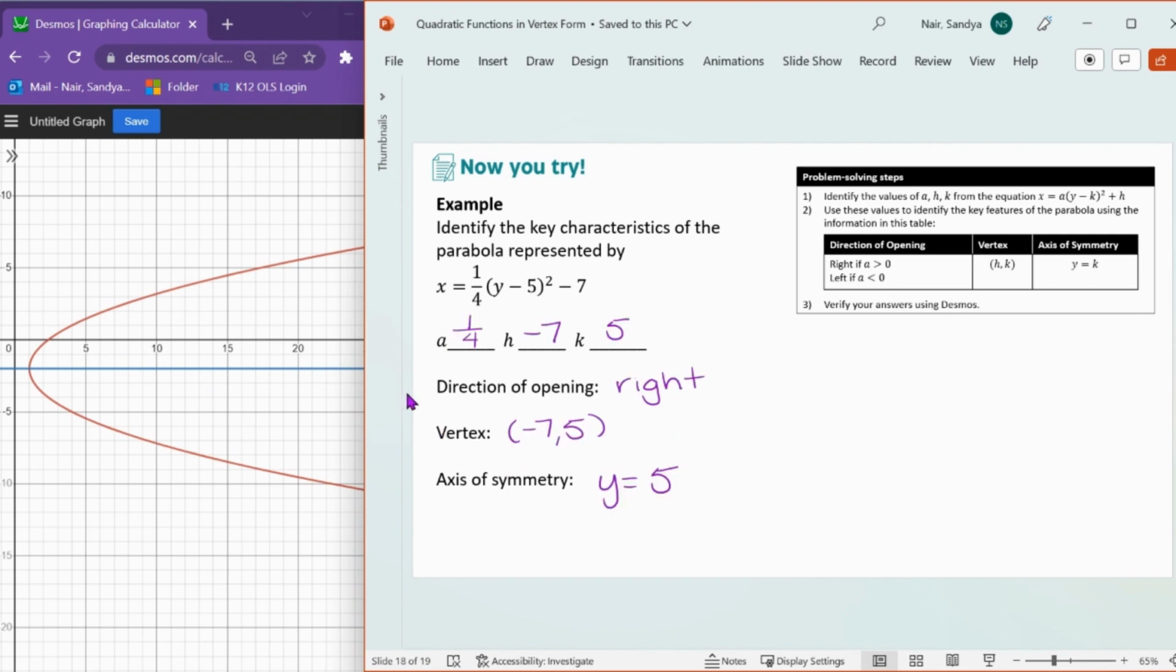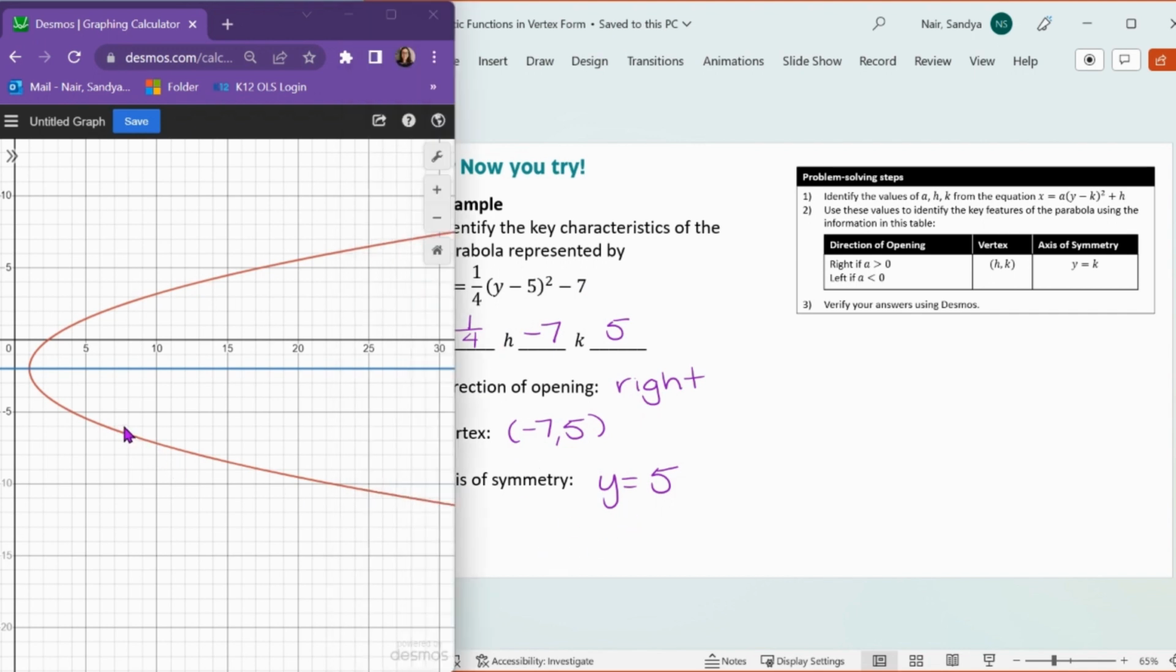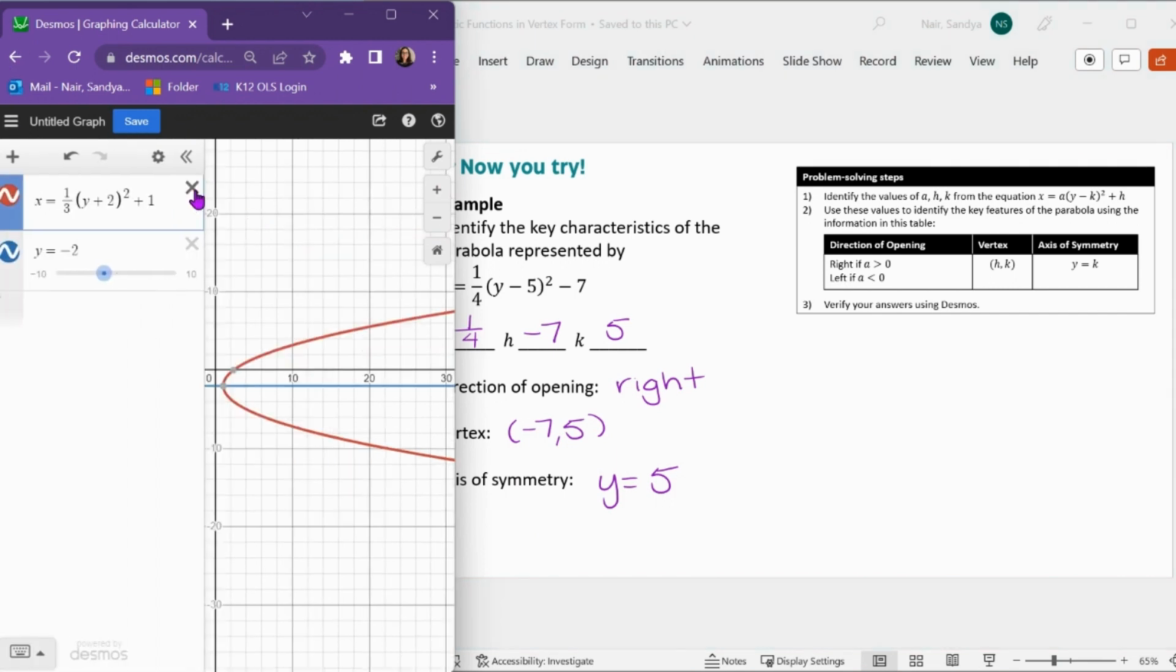So here you can see that the value of a is 1/4, h is -7, and k is +5. So it's going to open right because a is positive, and the vertex is going to be at (h, k), which is (-7, 5). The axis of symmetry will be y equals k, so that's going to be y equals 5. We can verify all of this using Desmos.